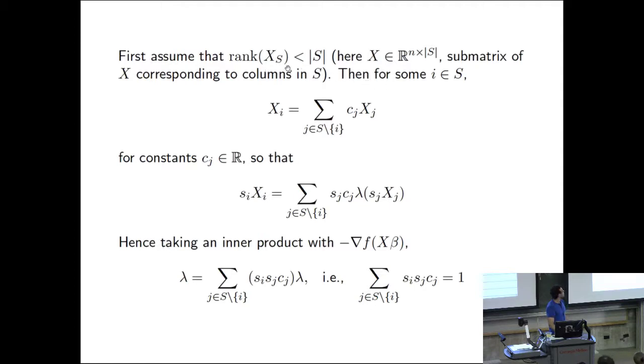So let's assume that actually they were not linearly independent. So the rank of this submatrix of the feature matrix was less than the number of columns in it.